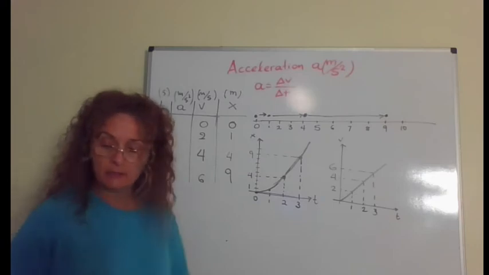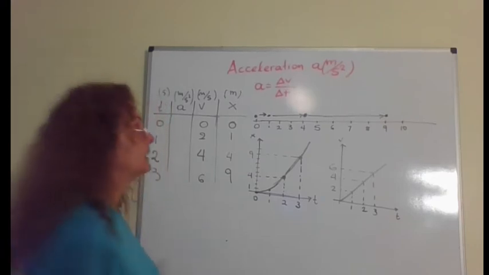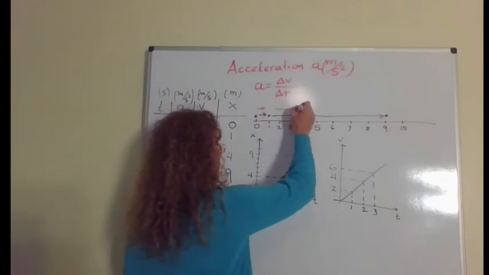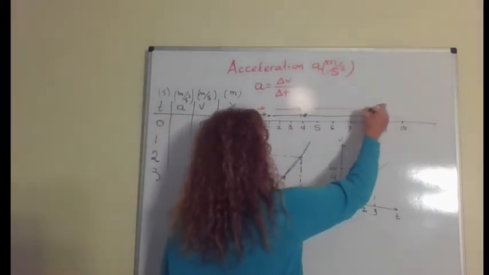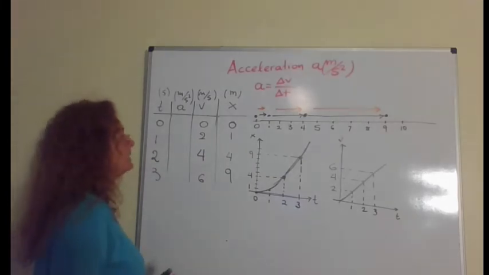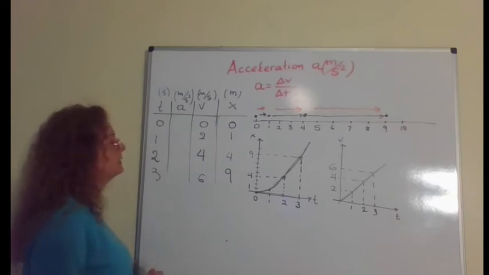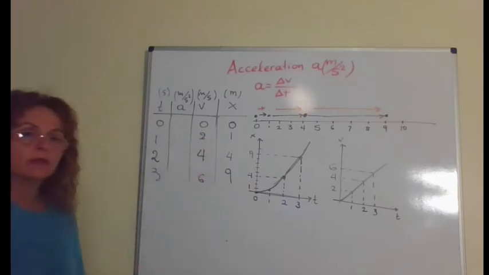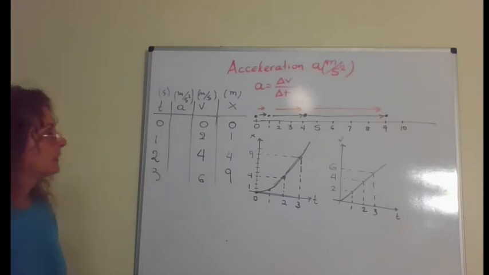Okay, that means that velocity increases too. So initially the velocity was small, but then it became bigger, and then it became bigger. Velocity increases. Now, if we find the velocity in this case, we can see that the velocity increases by 2 every second.